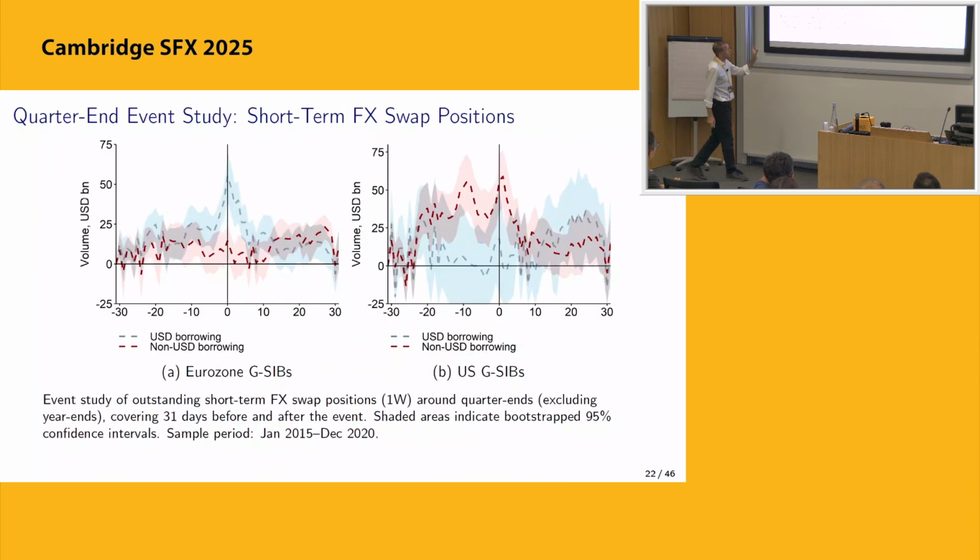Then you can look at Eurozone GCIBs, how much dollar they borrow at the quarter end. This is the blue dashed line there, and the red line is what they borrow in other currencies. You do the same for the US GCIBs, and you see a mirror image, suggesting it's a dollar problem, not another currency. Those are the non-US institutions demanding more dollars, and who is supplying that? Those are the US GCIBs.